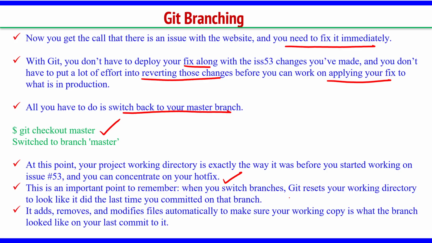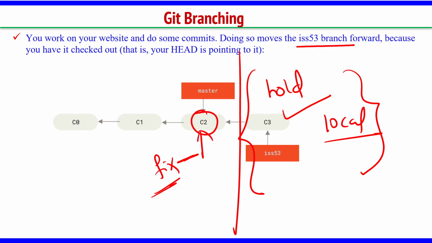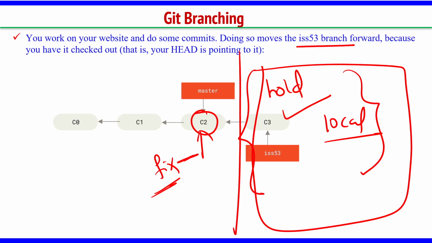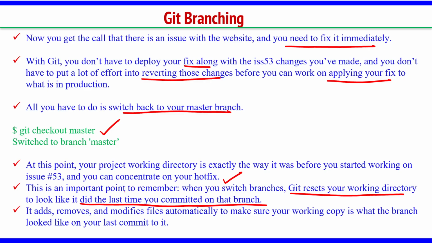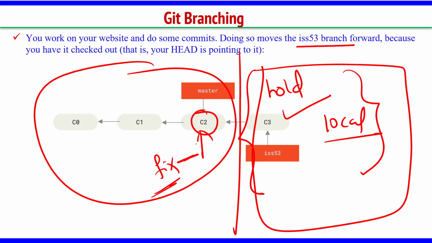When you switch branches, Git resets your working directory to look like it did the last time you committed on that branch. So when you switch, right, this working directory will be kept aside. You will be able to see only this as your working directory, right? It adds, removes and modifies files automatically to make sure your working copy is what the branch looked like on your last commit. So before your last commit, whatever was there, in the same way you can see this.